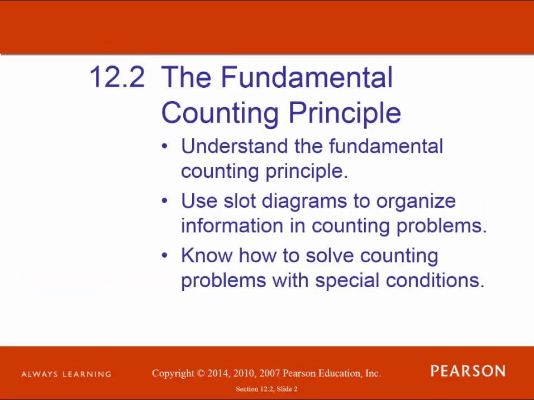So the objectives for this lesson are that we're going to understand the fundamental counting principle, use slot diagrams to organize information in counting problems, and know how to solve counting problems with special conditions.